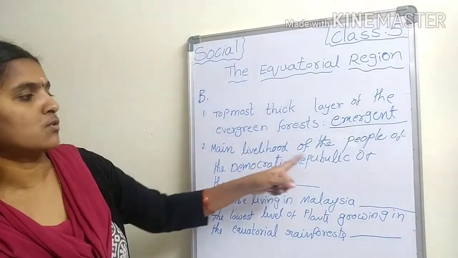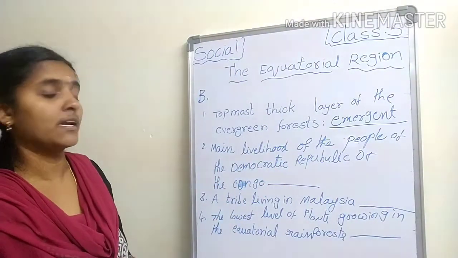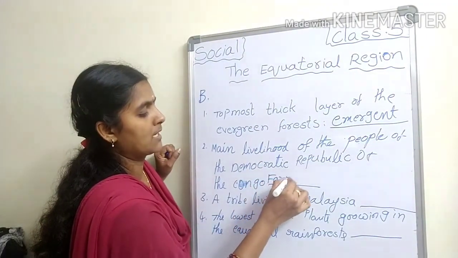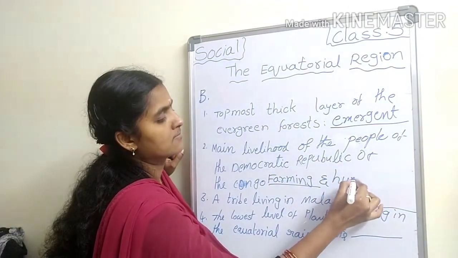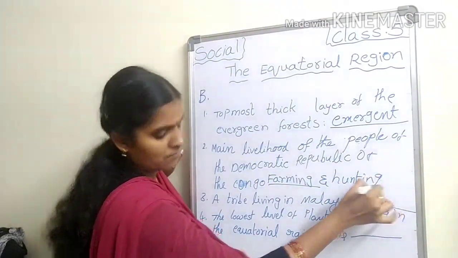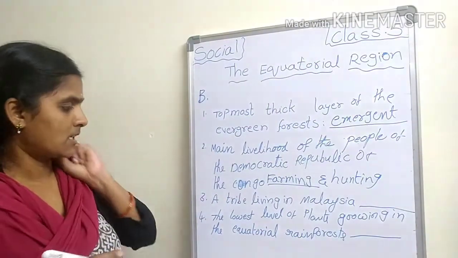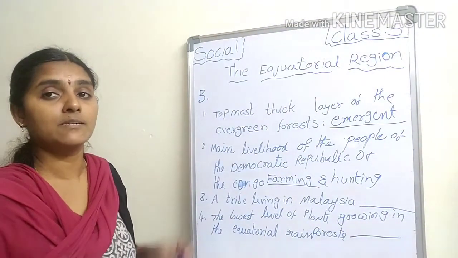Main livelihood of the people of the Democratic Republic of Congo: farming and hunting. The tribes living in Malaysia: Semangs.